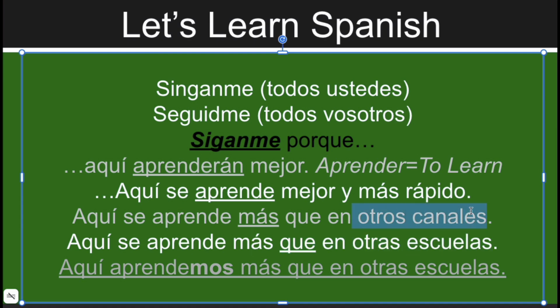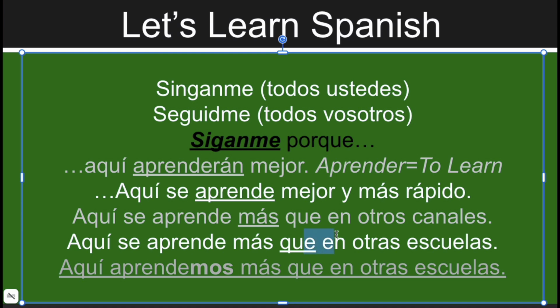Okay? So otros canales, because it has an O, because un canal is masculine, el canal is masculine, so other channels is otros canales in plural. Channels, but if it's one, it's otro canal. But here we have otra because the word escuela, school, is feminine and it finishes with a. Una escuela, la escuela, otra escuela, another school, otras escuelas, other schools. Okay, aquí se aprende más que en otras escuelas.